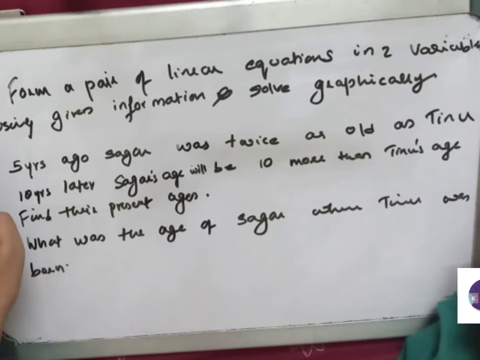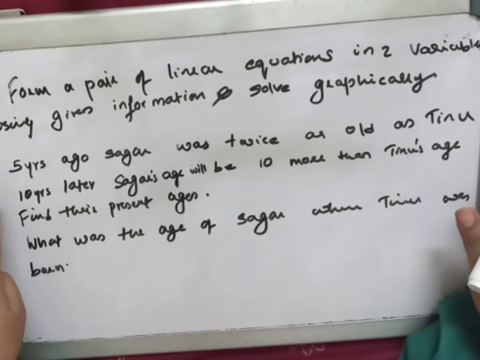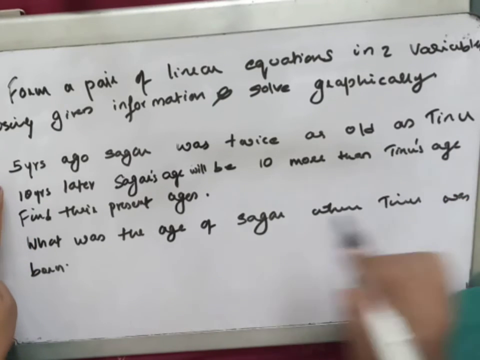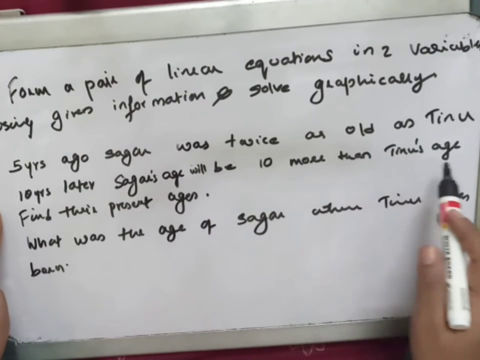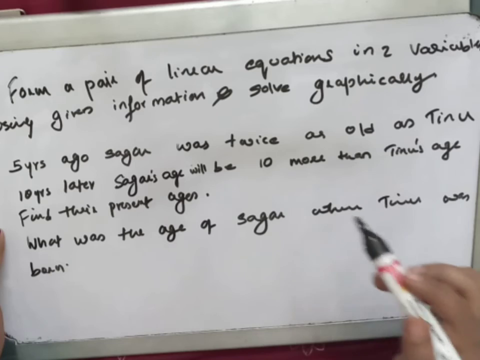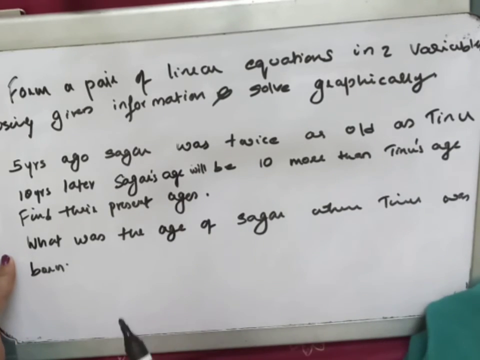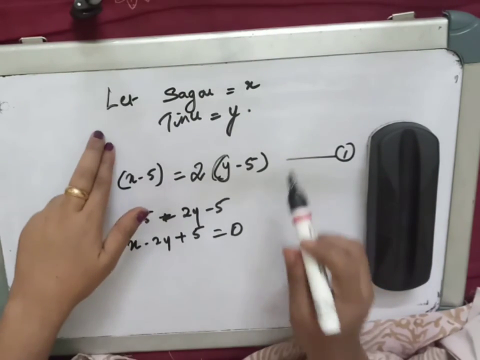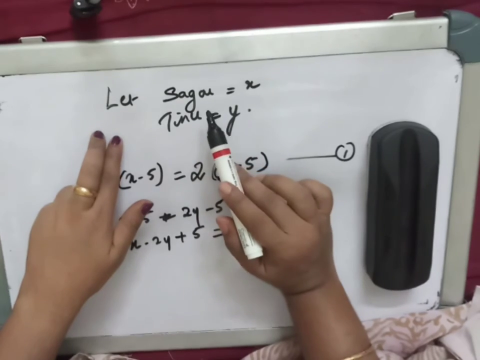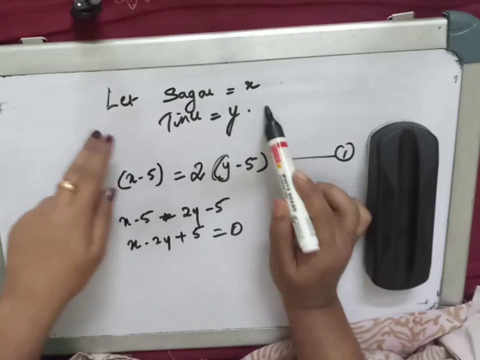This question: form a pair of linear equations in two variables using the given information and solve graphically. 5 years ago, Sagar was twice as old as Tinu. 10 years later, Sagar's age will be 10 more than Tinu's age. Find their present ages. Also, what was the age of Sagar when Tinu was born? So let us form the equations. For that, first we'll consider the present age of Sagar as x and the present age of Tinu as y.